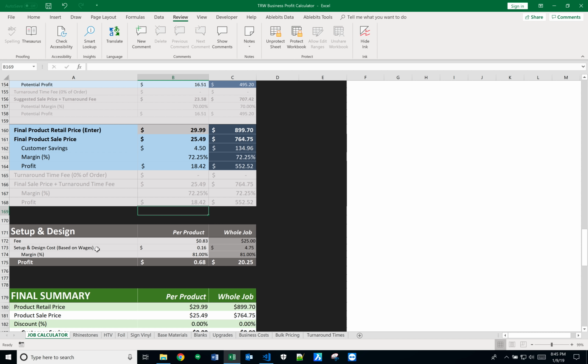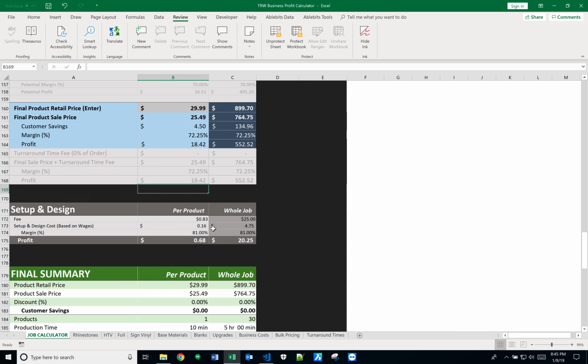This is a little profit analysis of your setup and design fee. Again, it's good to think about this. The setup and design fee got incorporated into the cost, but the charge is kind of separate, right? We charge 25 bucks for it. So it's saying per product, your fee, and it ended up being 25 bucks for the whole job. That's what you charged, which comes out to 83 cents per product. Your setup and design costs, remember we saw that in our costs earlier, was $4.75 for the whole job, 16 cents per product. That was an 81% margin based on what you charged them and what it actually cost you. And you can see that's not bad. You made $20.25 off the setup and design, and per product that's 68 cents. So just a little profit analysis of your setup and design fee.